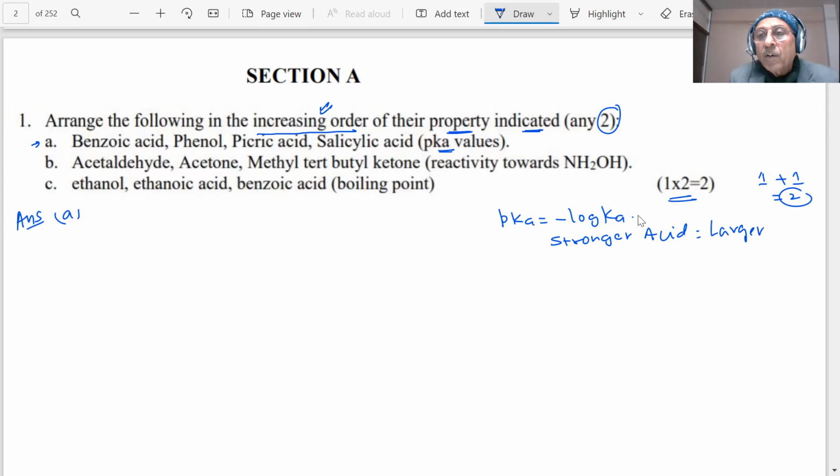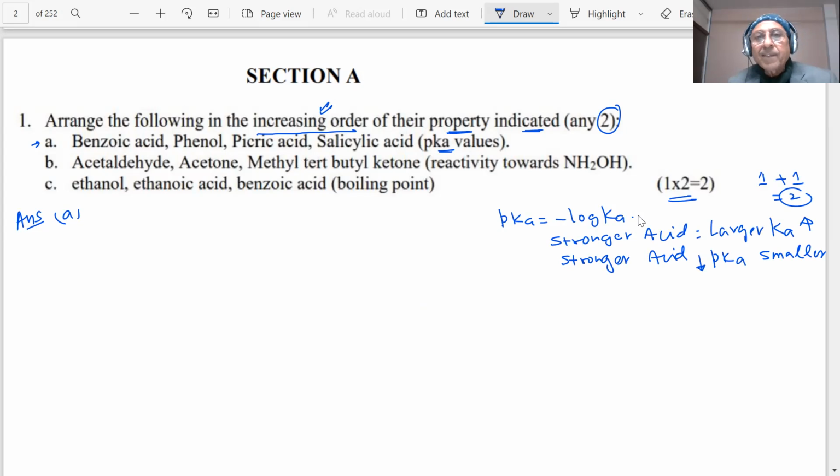larger the Ka will be, and stronger the acid, pKa will be smaller. This information is already known to you. You already know the acid base theory, conjugate acid base theory. You have studied the Lowry-Bronsted theory, which is very important.